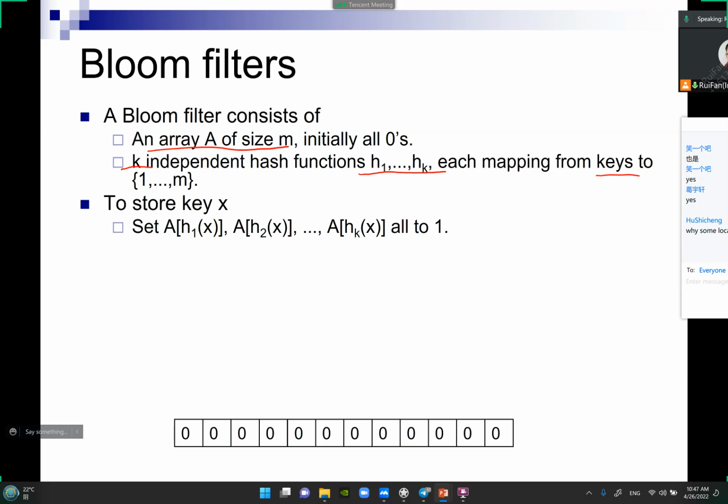Okay, so that's all we need for this Bloom filter. It's just this bit array and k hash functions.